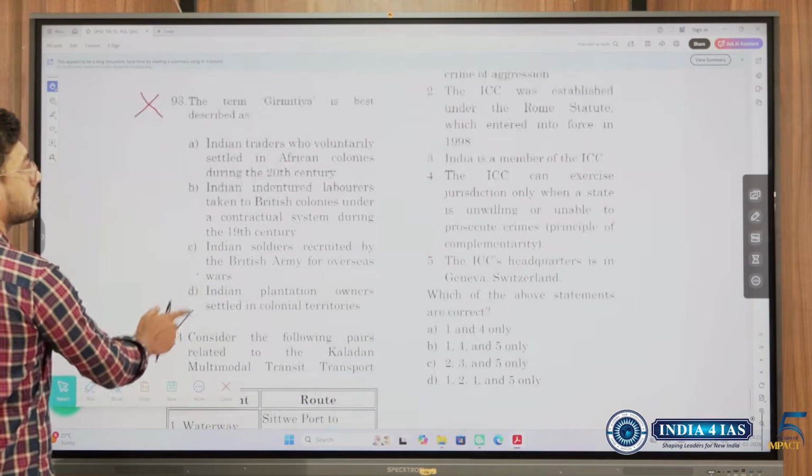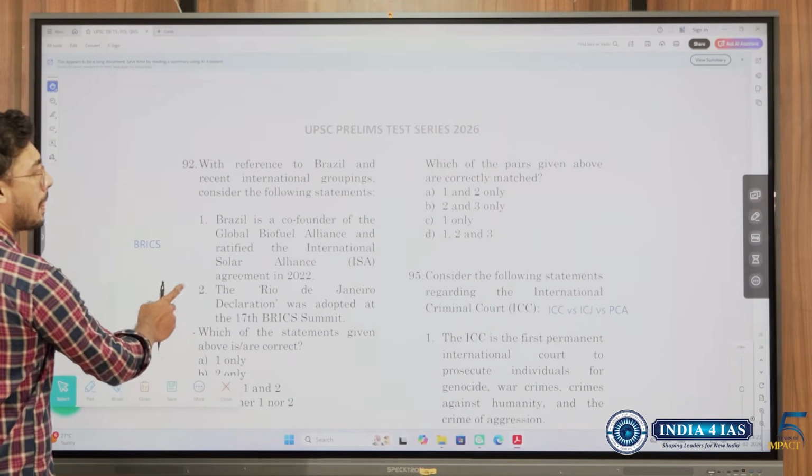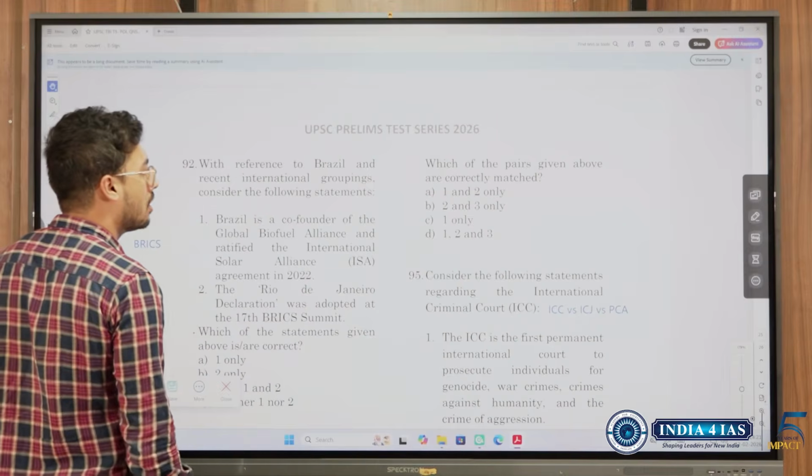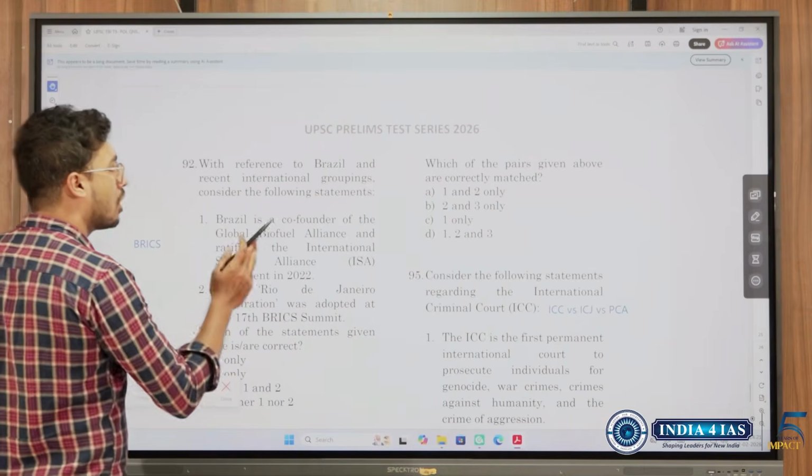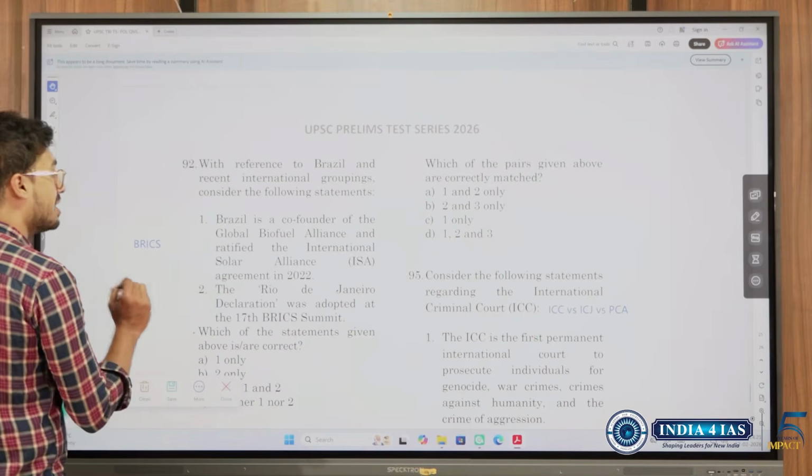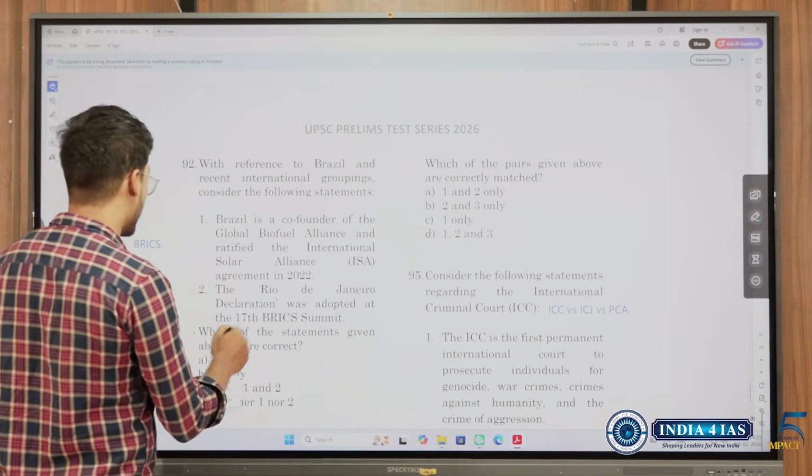1 correct, 3 wrong. 1 and 2 are correct. So you had to guess between option A and C, in case you had forgotten studying about Kaladan.